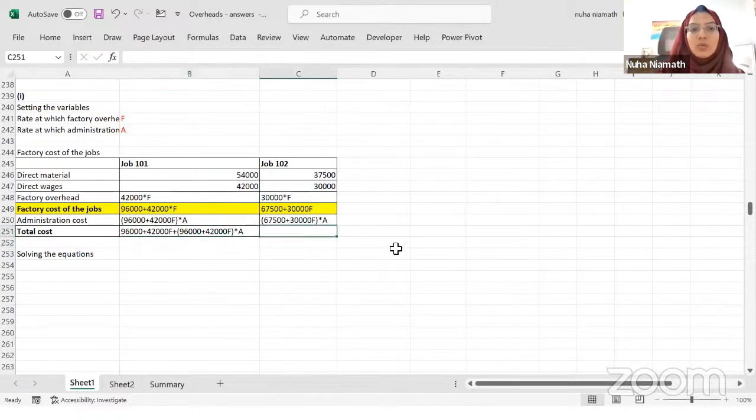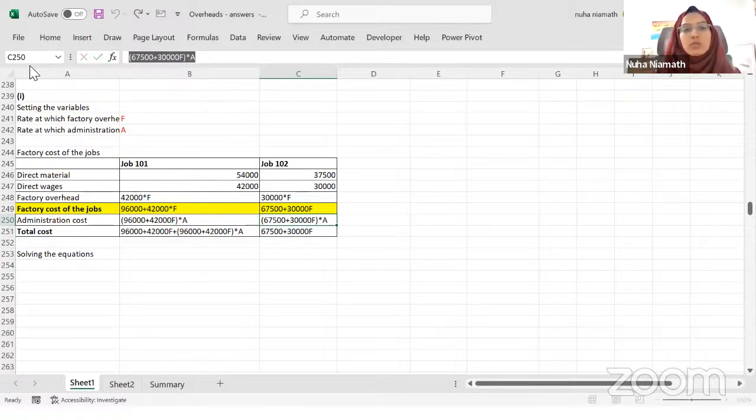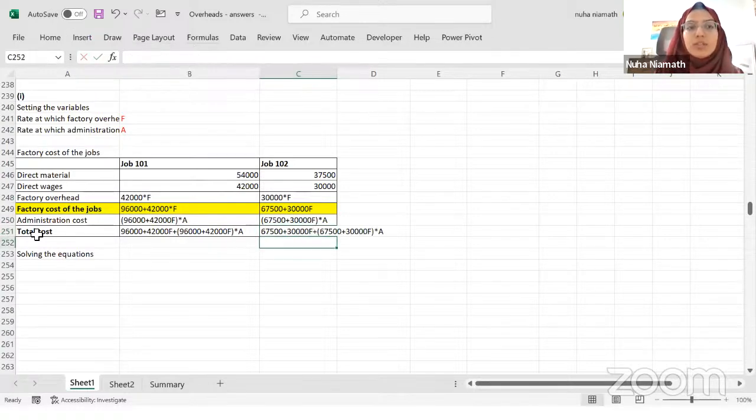Similarly, we have 67,500 plus 30,000 F plus the admin cost will give me the total cost.